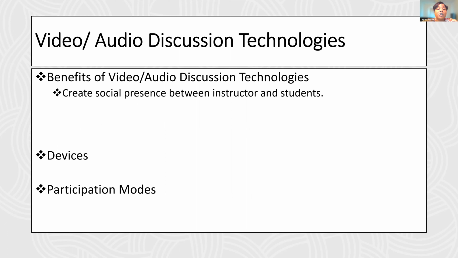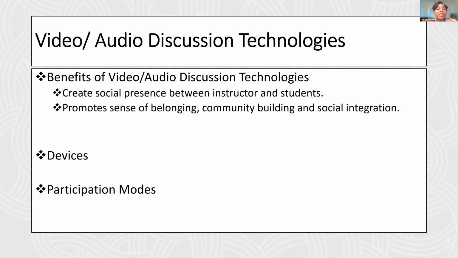Well, one is to create social presence between the instructor and student. So this is going back to that asynchronous course where students don't have any physical contact with peers or their instructors. They're not on campus, and essentially they're online. Well, this is a great way to connect with your students and allow your students to connect with each other. So again, it creates social presence between instructor and students, and it promotes sense of belonging, community building, and social integration, which is really, really helpful to the students.